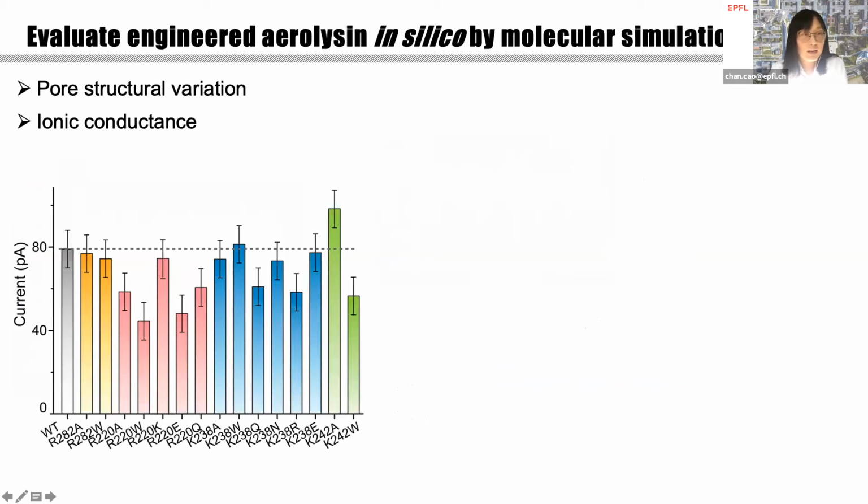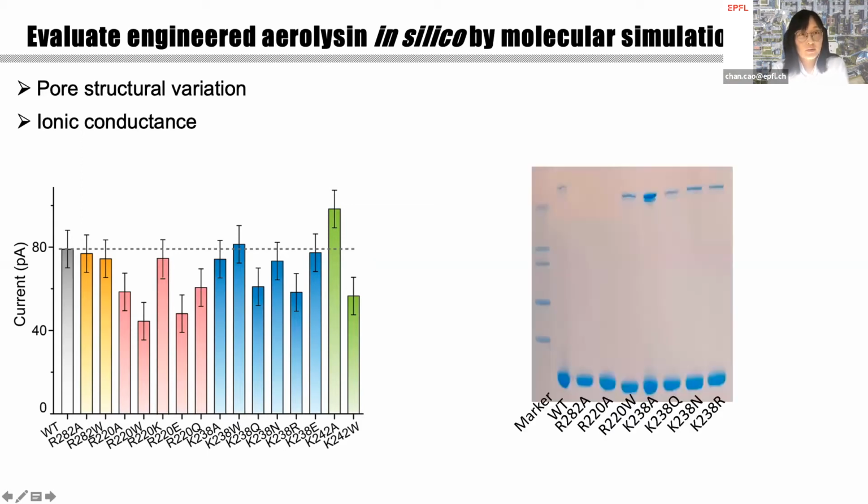So I want to highlight this one here, 220A. If you remember, we made the pore super wide with this mutation. However, we didn't get more open pore current. How is it possible? It's wider, but fewer ions go through. So we got confused, and we wanted to validate our MD simulation result first, to see if it's right or wrong.